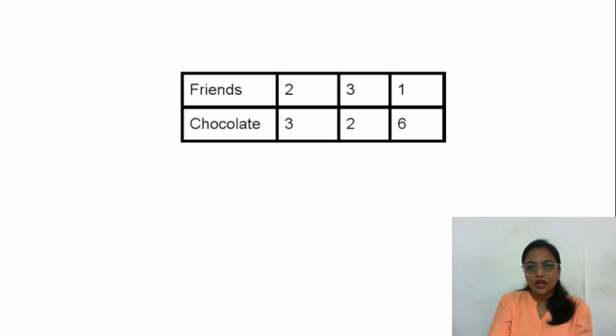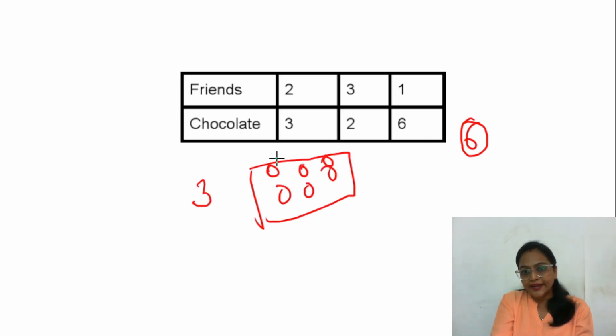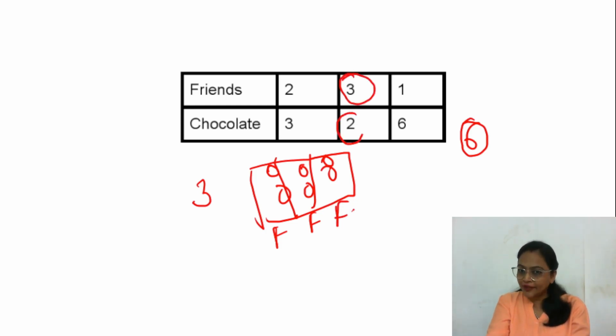Now, if there are three friends, the number of chocolates is still the same, six. Friend 1, friend 2 and friend 3. If there are three friends, each will get a share of two chocolates, right?